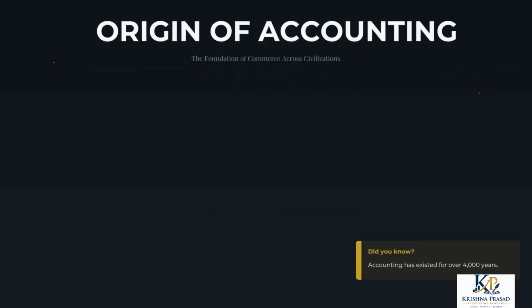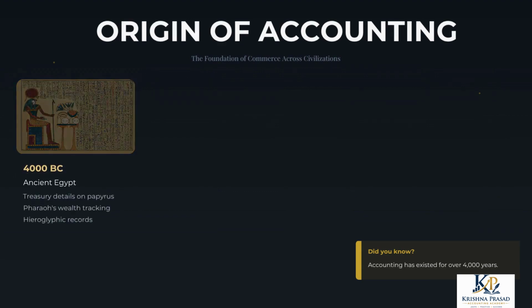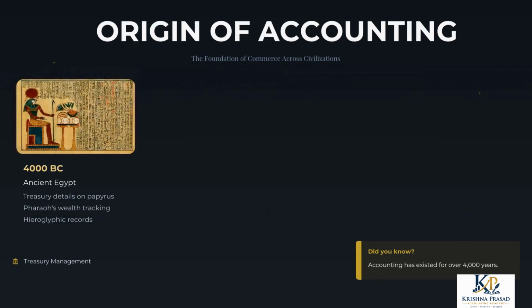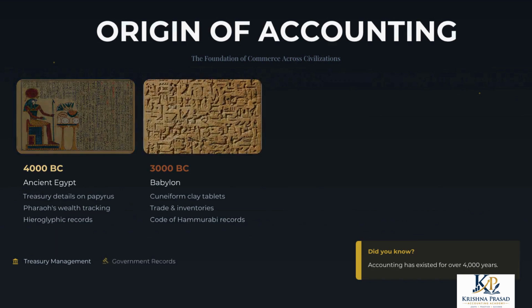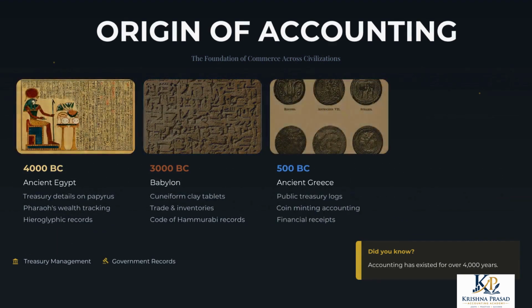Accounting began thousands of years ago. Around 4000 BC, Egyptians used accounting methods to manage their treasuries and prepare daily financial reports for kings. Babylonians used accounting to identify losses caused by fraud and inefficiency. In Greece, accounting was used to maintain records of government receipts and payments.